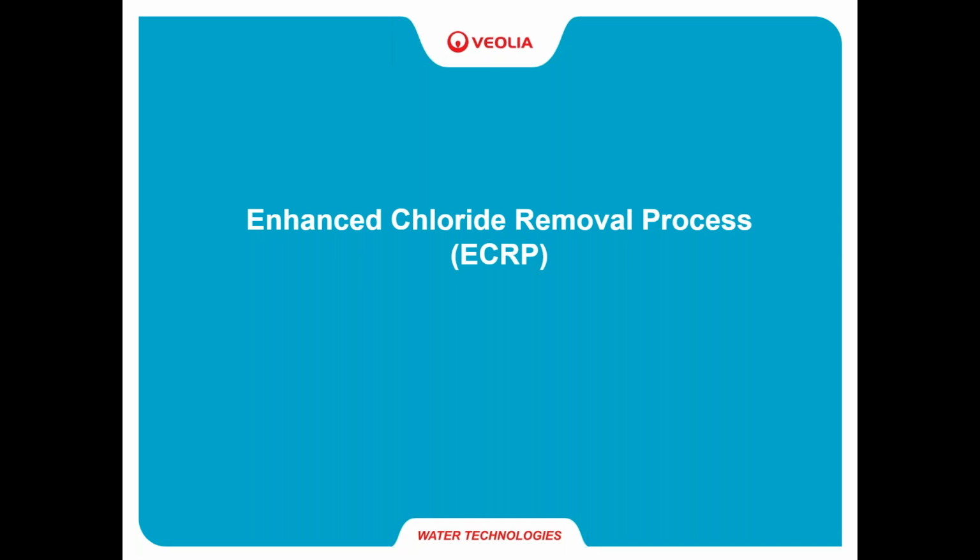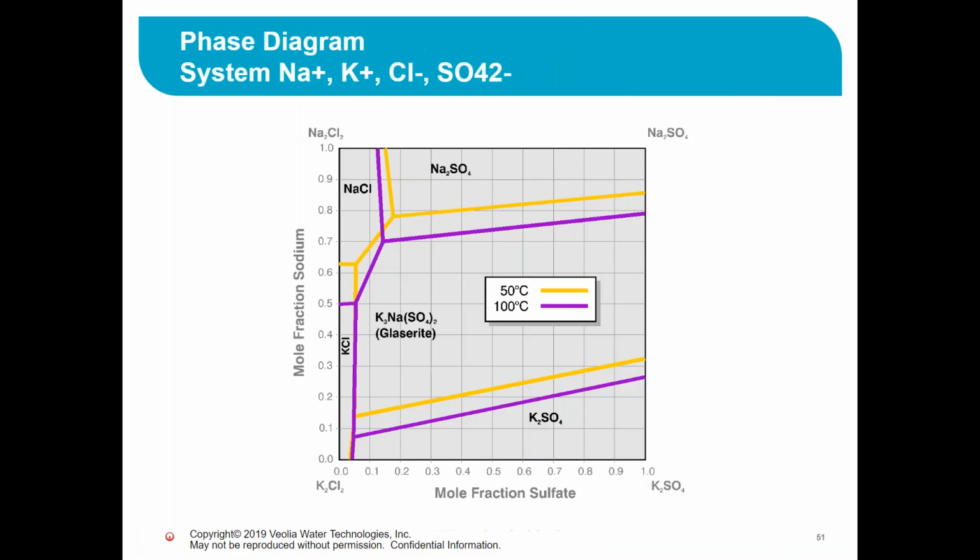And then to manage the high potassium, we invented this enhanced chloride removal process to deal with mills with very high potassium, which is the case for most of the new mills in the world, especially mills processing eucalyptus because they typically have more potassium.